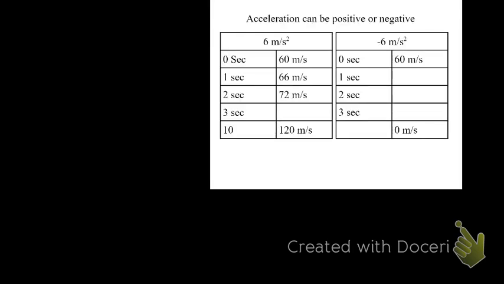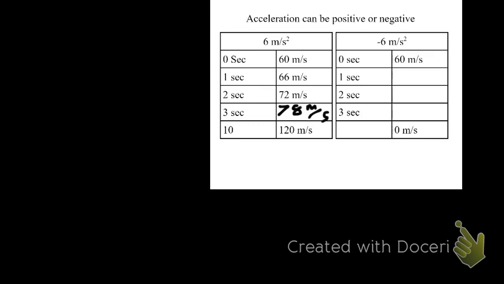So like I said, acceleration can be positive or negative. Here we've got an acceleration of 6 meters per second squared and negative 6 meters per second squared. On the positive one, you notice at 0 seconds we're going at 60 meters per second, so that's our starting velocity. Every second, we gain 6 meters per second. We're going 6 meters per second faster. Our velocity is getting faster by 6. So after 1 second, it's 66. After 2 seconds, it's 72. After 3 seconds, we know we're going to add another 6 on there. So that's going to be 78. I'll put that on there.